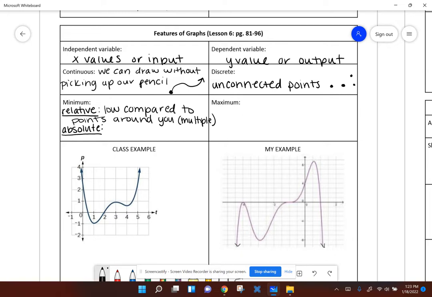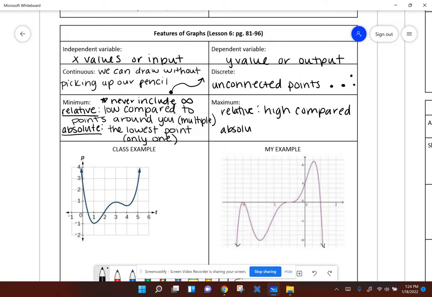An absolute minimum is going to be the lowest point on the graph. And this is only one. One thing for minimums and maximums that we need to take note of is these are never going to include infinity. So if for some reason infinity is our absolute max or min, we'll just say none for those. So again, these are the same idea for relative max. This is just the high compared to those around it. And for the absolute, it's the highest.